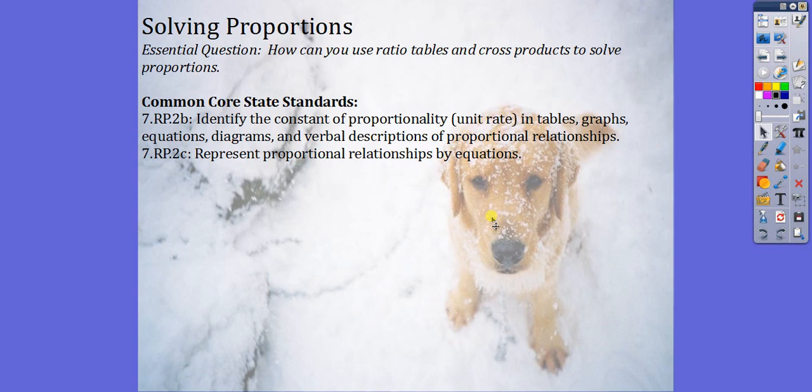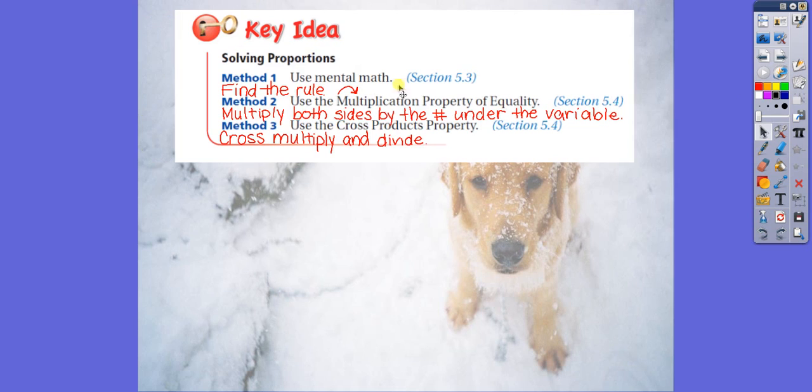Continuing our work with solving proportions, we're going to look at two new methods beyond using mental math, which was the first method they introduced to us in our lesson 5.3 on writing proportions. So method one was to find the rule, basically, and we used those arrows, and I asked you questions like how does 3 become 12, and you would have said times 4. So you use that same rule to figure out the variable in the other half of the proportion.